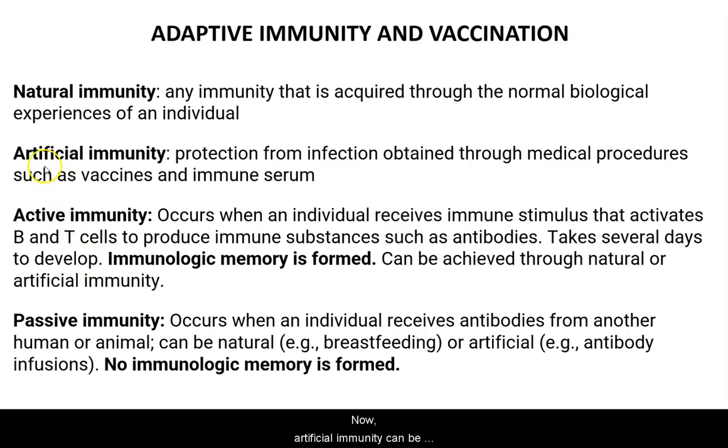Now, artificial immunity can be artificial and active. So an example of this would be vaccination. Artificial means that we did some sort of medical procedure, and active means that the person is able to form an immunologic memory. That example is vaccination. An example of artificial passive immunity, again, remember, artificial means it's some sort of medical procedure, and passive means there's not going to be any memory formed. An example of this would be antibody infusion.